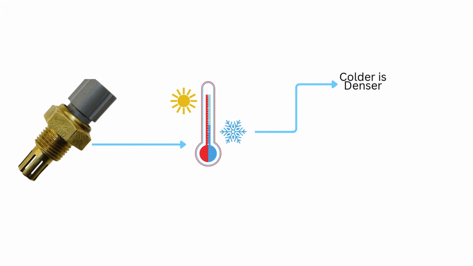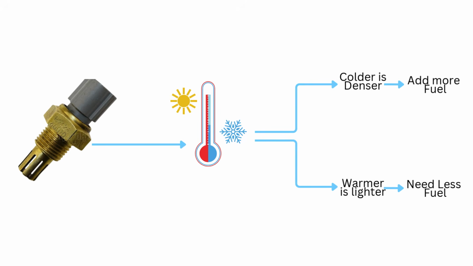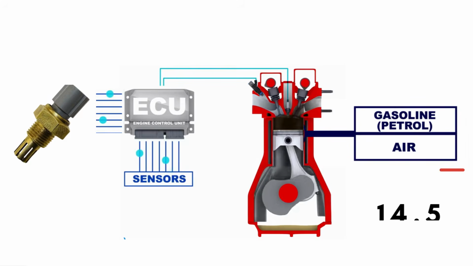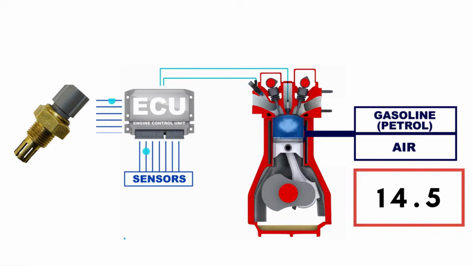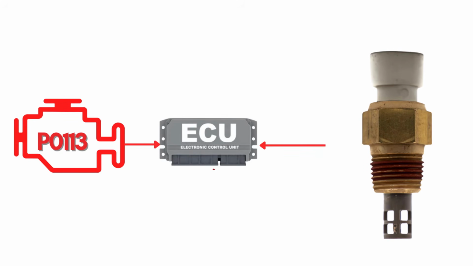Since colder, denser air contains more oxygen, the ECU adds more fuel. Warmer, less dense air needs less fuel. These continuous adjustments allow the engine to run efficiently in cold weather, hot weather, and everything in between. The P0113 trouble code is triggered when the ECU detects that the IAT sensor signal rises too high.